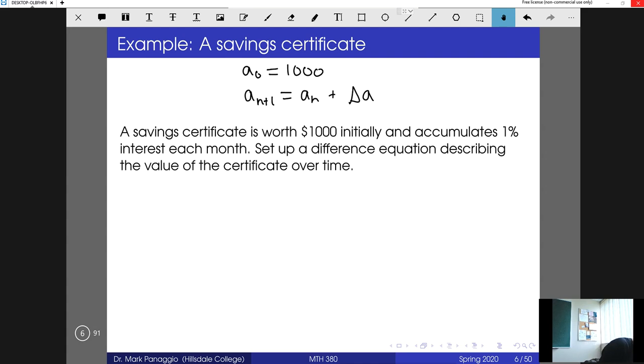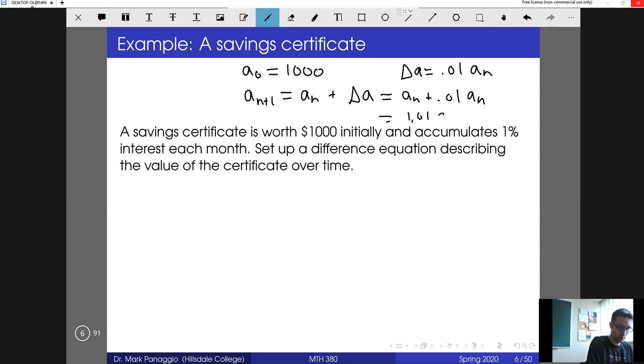So in other words, we could say that delta A is going to be equal to 1%, which would be 0.01, times the value of A. Right? That's the change. Every month we get 1% of what we had as an added bonus, and we're going to use a plus sign there again because this is interest. We're not losing money. And so our formula could be written as AN plus 0.01 times AN, or if we wanted to simplify that just a little bit, we could write that as 1.01 AN on the right-hand side, where I've just factored out an AN. Okay, so there's our model.